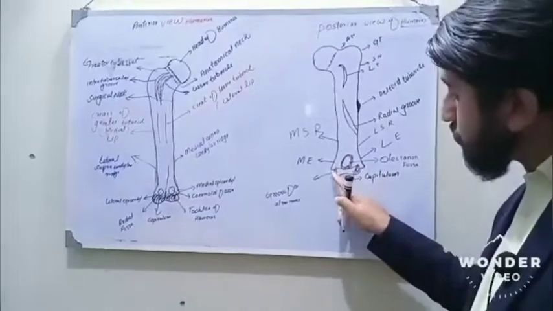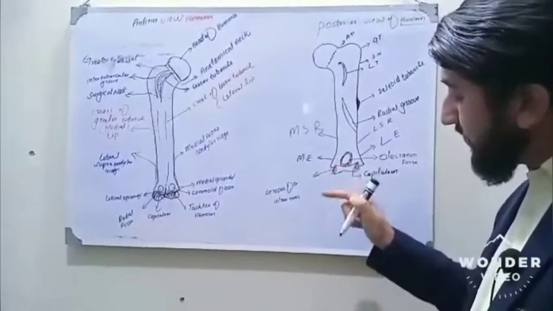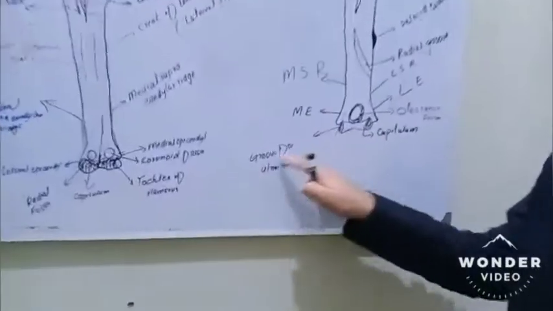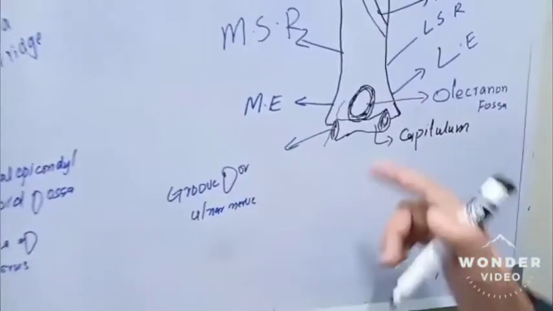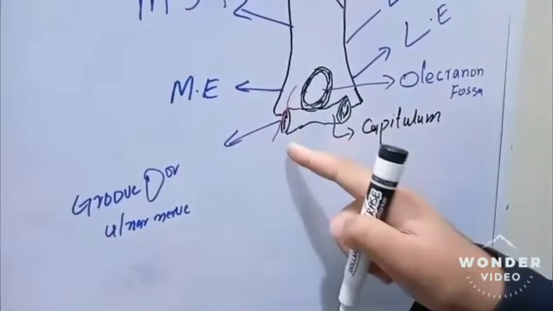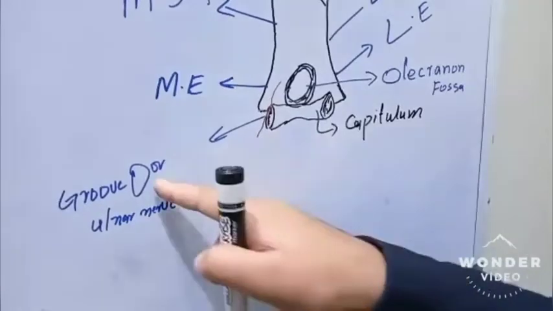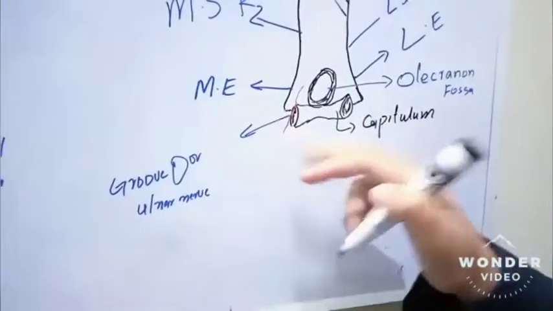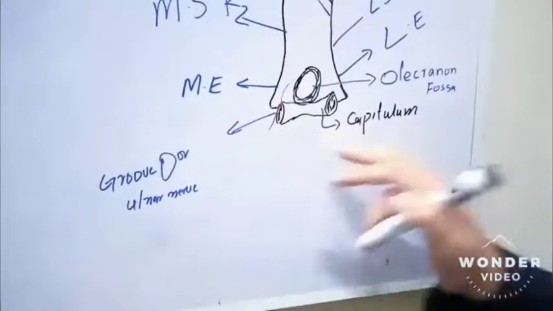Near the capitulum, there is a groove called the groove for the ulnar nerve. We know there is an ulnar nerve, and the ulnar nerve goes through this groove, which is present near the capitulum.